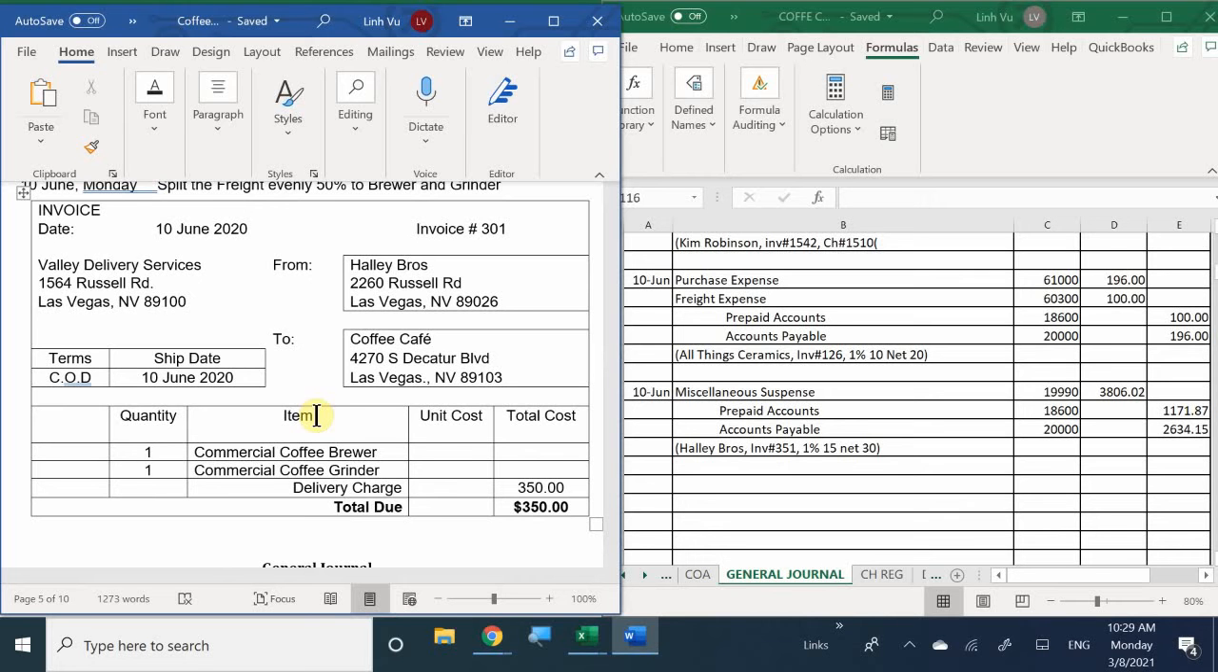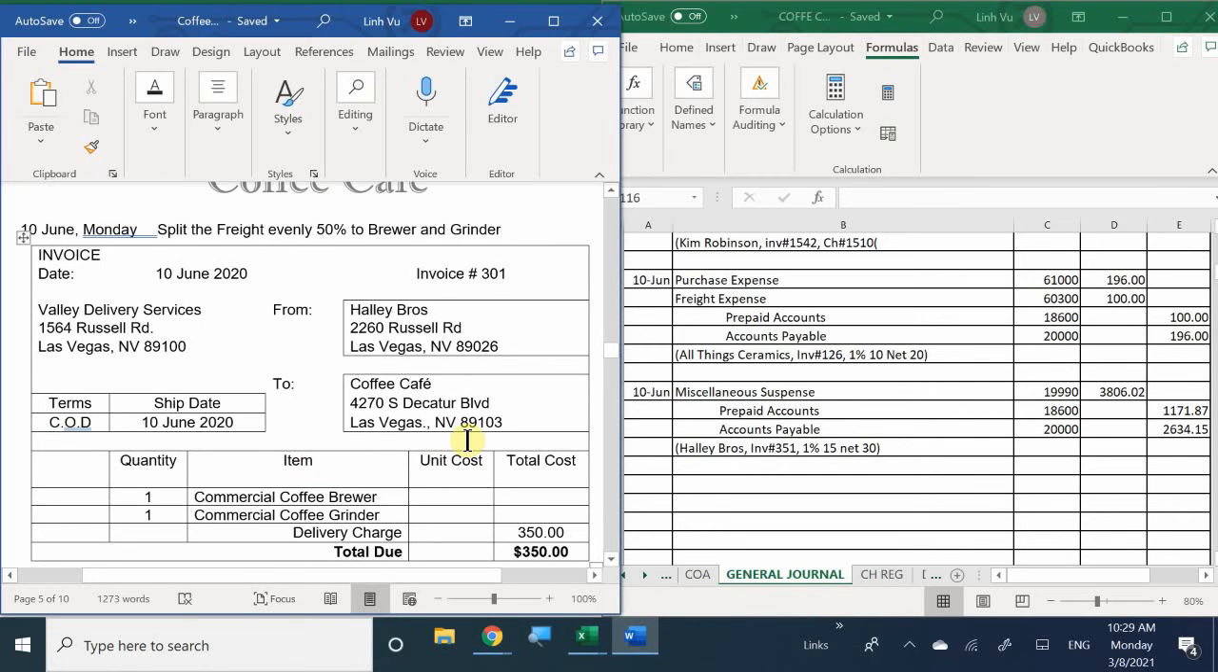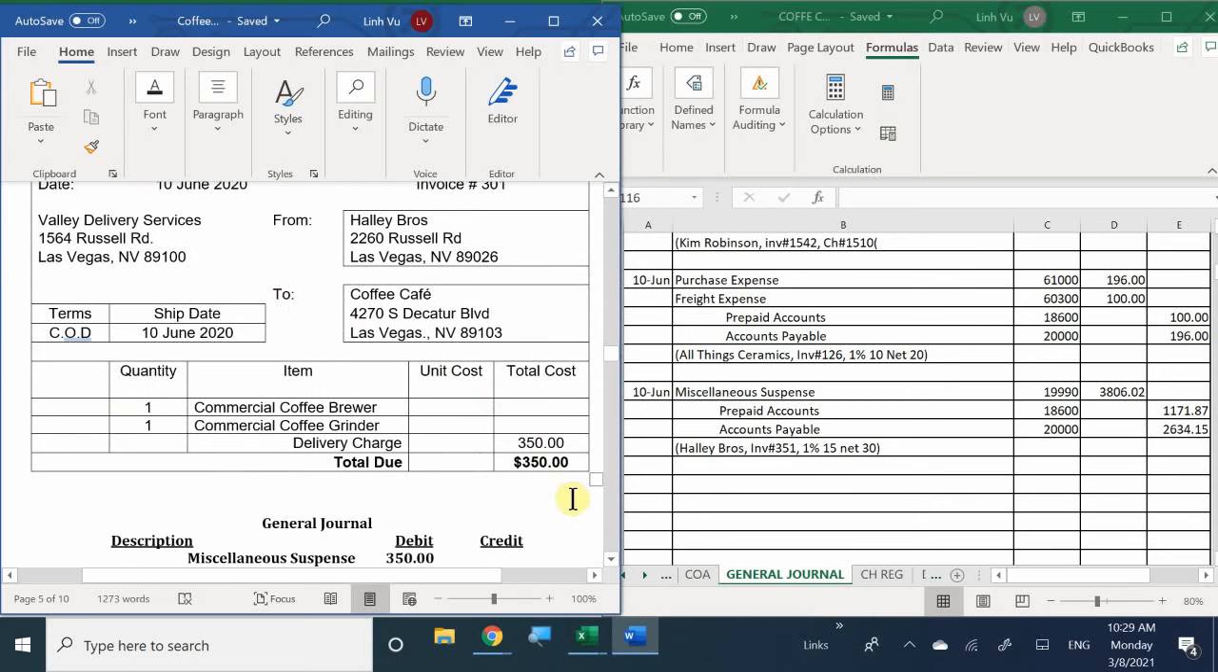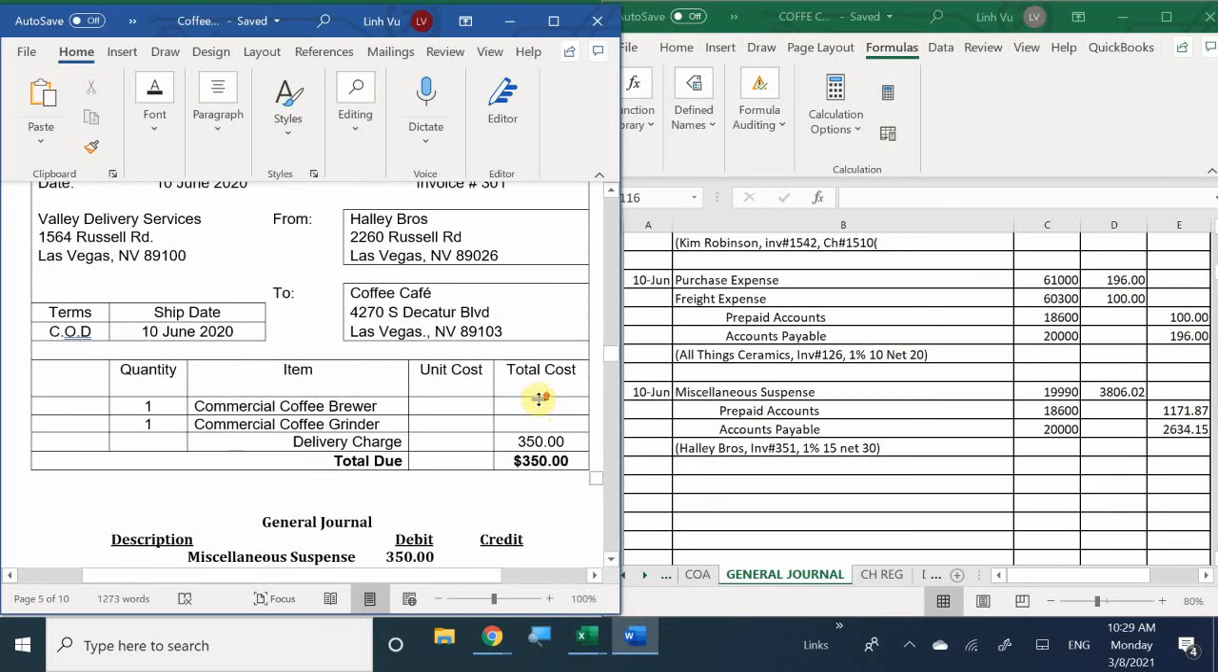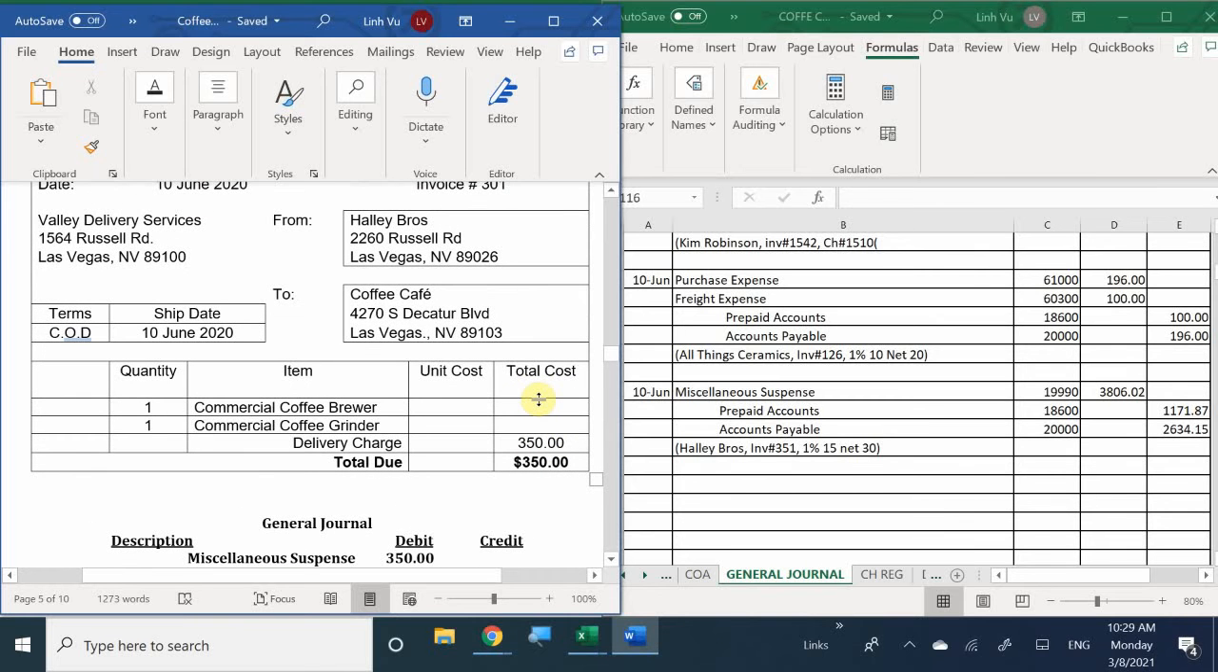So let's see what we have to do here. So here it shows that we got charged shipping and handling for $350. Now, just assuming 50%, we're waiting that the grinder and the brewer are both going to be heavy. So if we were to distribute the freight or whatever this extra shipping cost is, it's going to be 50-50 each, or 50% each.